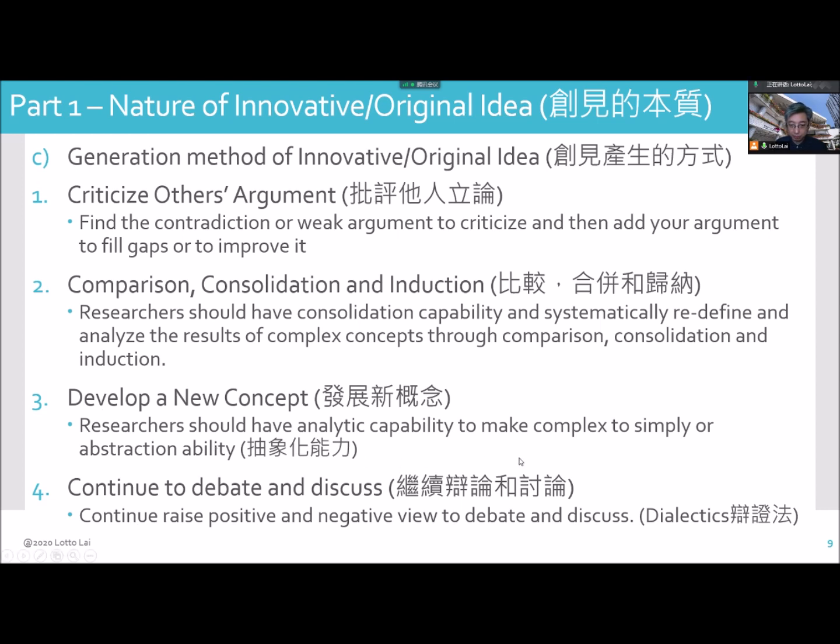The fourth is to continue to debate and discuss. Always discuss your problem with your supervisor. Continue to raise positive or negative views to debate and discuss.